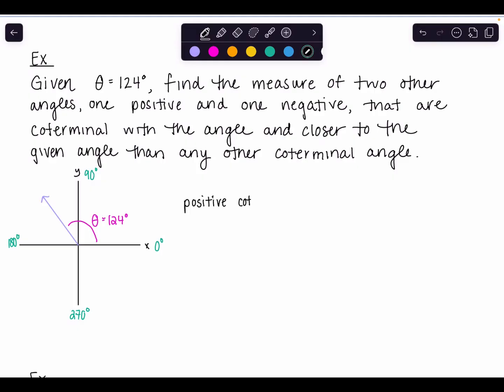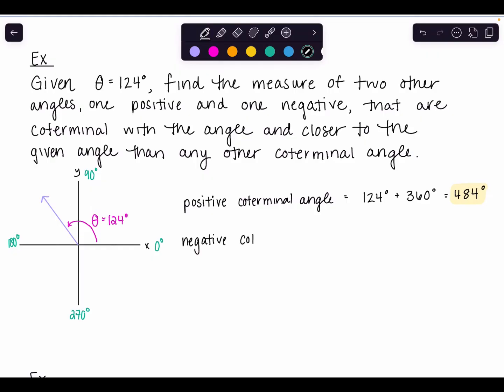So our positive coterminal angle that is closest to it is, I take my ending point and I go one more revolution around. So 124 plus 360 would tell me one coterminal angle is 484 degrees. So this is the closest positive one. Okay. So again, you go one more direction around and land there.